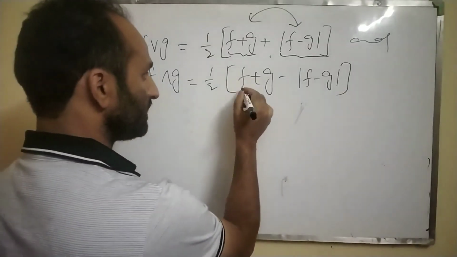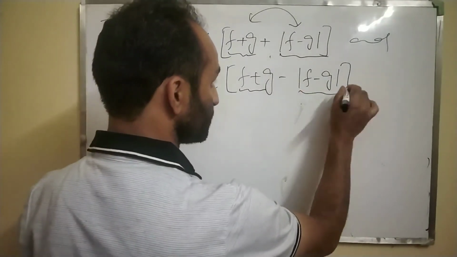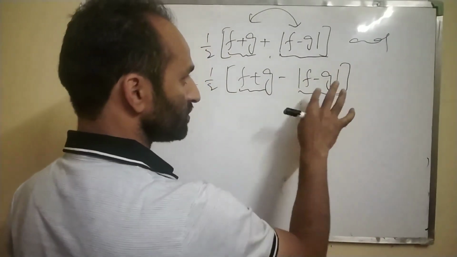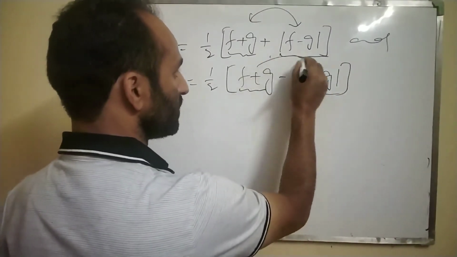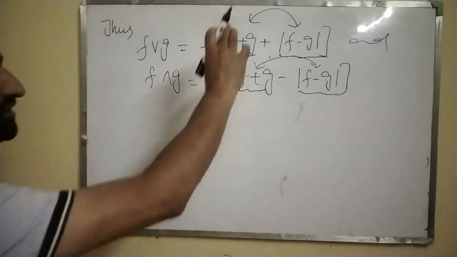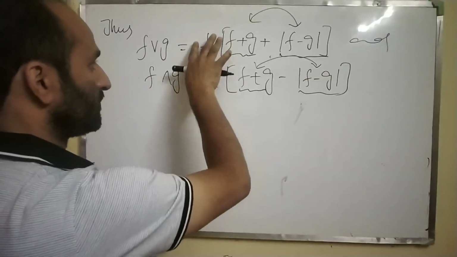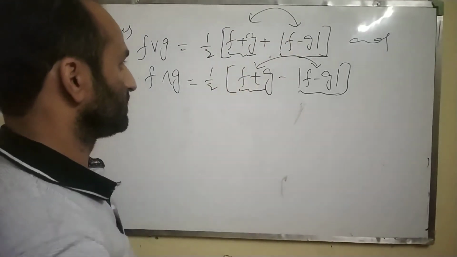Now look at here. This is the sum of measurable functions, so it's measurable. And this is the mod of a measurable function, because the difference is measurable, so it's measurable. So this is now the difference of two measurable functions. It's again a measurable function. So both the functions are measurable, and the scalar multiple 1/2 times this is again measurable.